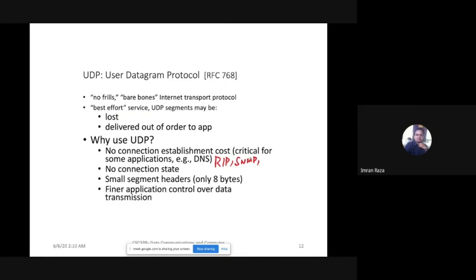There can be losses, out of order delivery of segments, but this can be controlled at the application layer by the programmer. Obviously, this will be adding complexity into the application. It will be a challenging task for the programmer of an application.